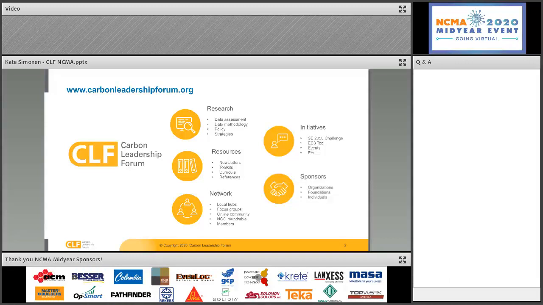The Carbon Leadership Forum is based out of the University of Washington, but it's really a collective effort of a combination of supporters from architects, engineers, material manufacturers, and building owners, who are working together to advance our industry's ability to address this important issue. We do that by conducting research, the fundamental academic research, looking primarily at understanding the data and the policy and strategies to reduce material impact. We create resources such as newsletters and toolkits for industry.